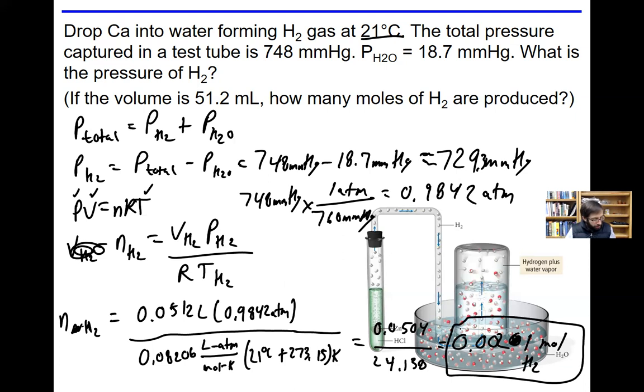So that's a little bit of a trickier problem. The key thing here was we had to use the pressure of hydrogen, not the total pressure. It's the partial pressure in the container of hydrogen that we care about. Now, in a lot of these problems, if you used the total pressure instead, because the vapor pressure of water is so small, you get a pretty similar answer, okay? But it will change it a little bit. So that's something just to keep in mind.